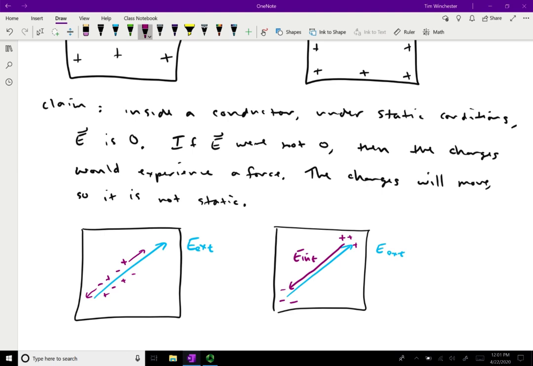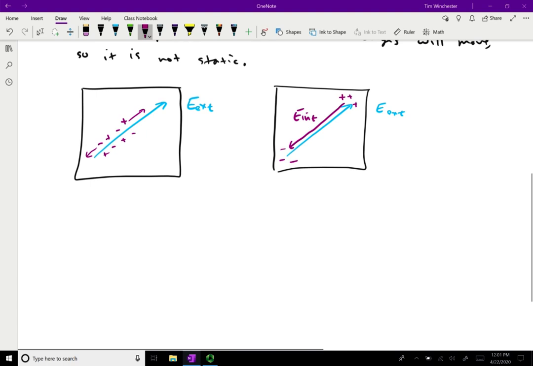Okay, so the other way to think about why the electric field is zero in a conductor is that charges would move until the field becomes zero. That's the behavior that conductors undergo. Okay, so we can use that information, that the electric field is zero inside a conductor, to determine where the charges inside the conductor go.